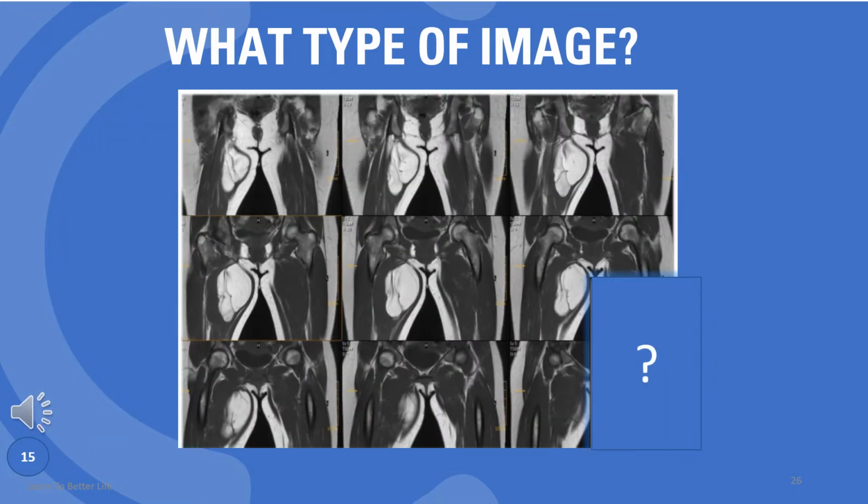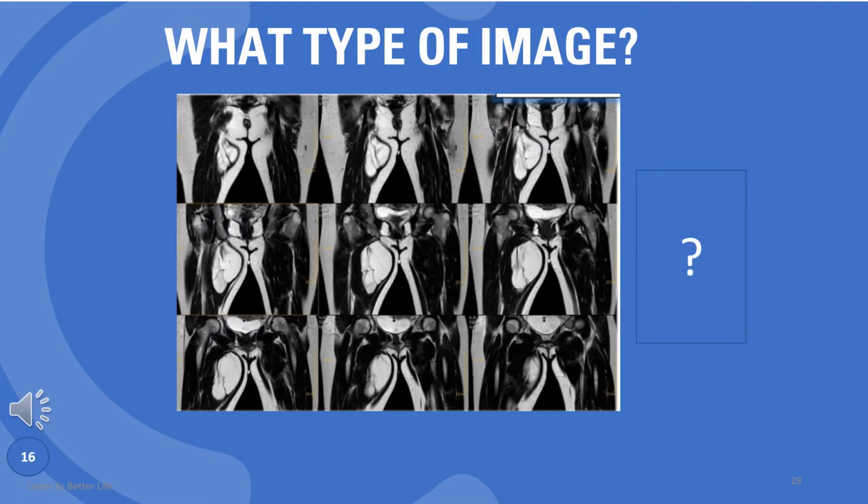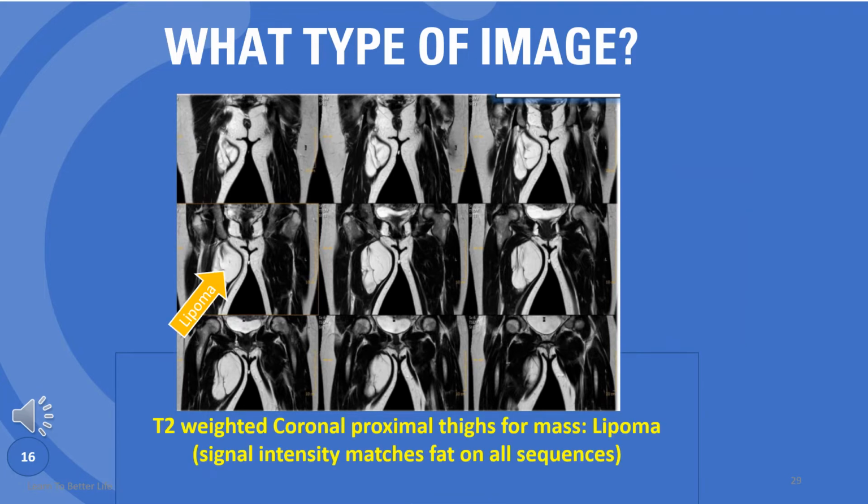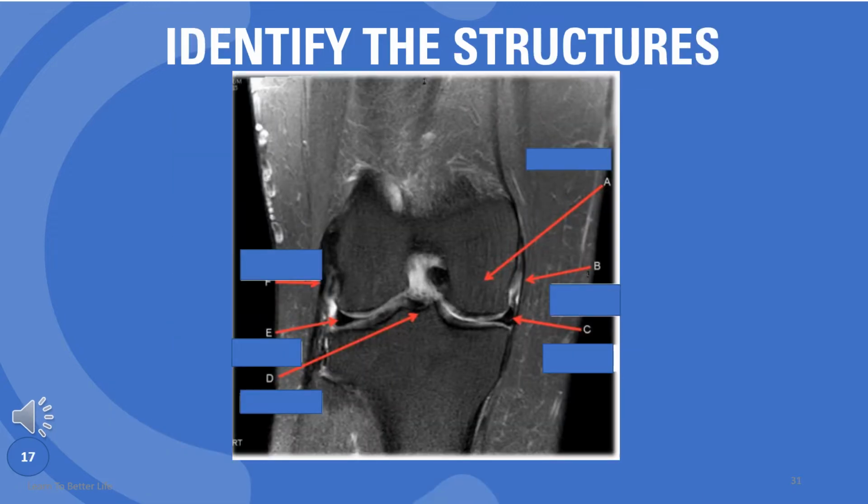Can you guess what type of image this is? This is a T1 weighted image in coronal plane. You know this one for sure, right? T2 weighted, coronal plane, proximal thighs for mass, lipoma, signal intensity matches fat on all sequences. T1 is good for the anatomy, but T2 is great for pathology. Do you know what body area this is? It's the knee.